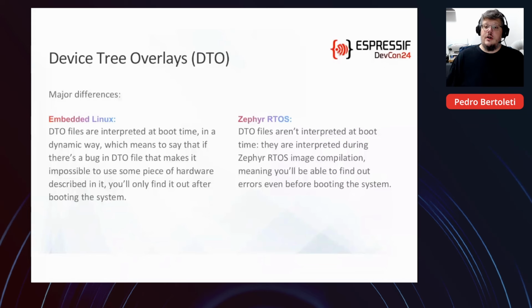But in Zephyr RTOS, DTO files aren't interpreted at boot time. They are interpreted during the Zephyr RTOS compilation time. So if there are some errors or typos when you are compiling Zephyr RTOS with these DTO files, it will raise an error or a warning depending on what's wrong, and you're able to find out what's wrong before booting the system. So it is very good for development, in my opinion, because it saves you time.